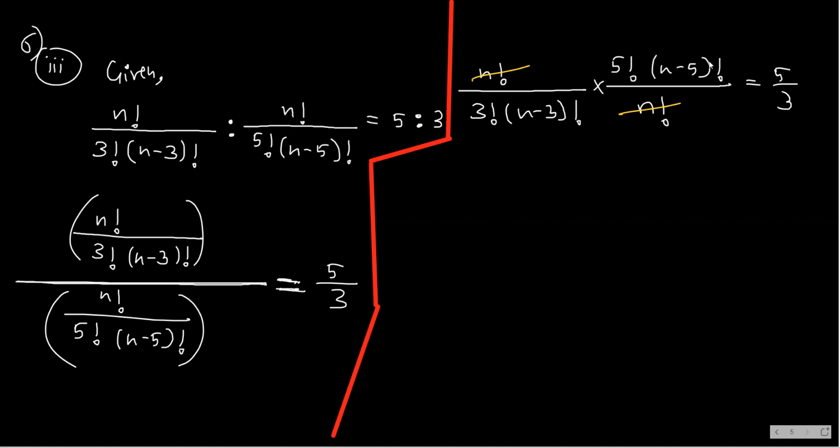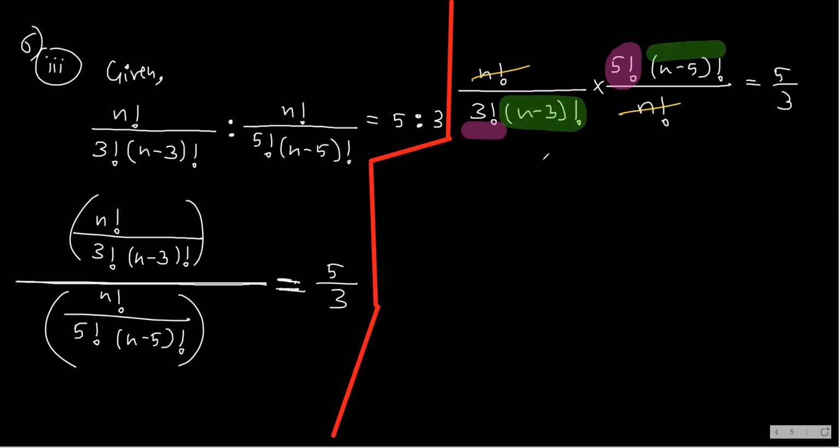Now look at this. This is 5 factorial, which is the bigger number factorial, and here we have the corresponding smaller number factorial. So I will write 5 factorial up to 3 factorial. Then look at n minus 5 and n minus 3 factorial. Which one is bigger? Remember, n minus 3 is the bigger number factorial, and for this the corresponding is this. So I will write it up to this.